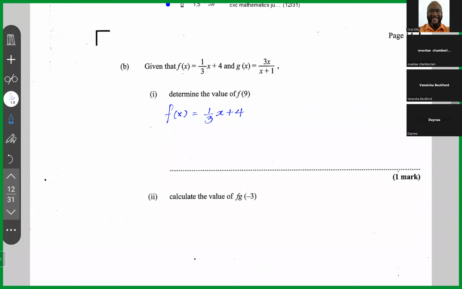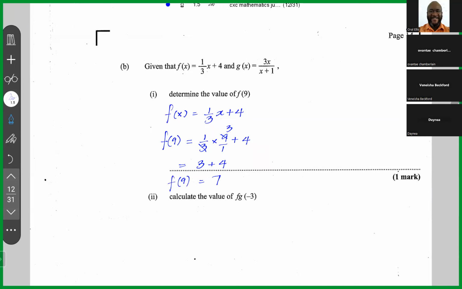And we're asked to find f of 9. Now, if you're given f of x and you're asked to find f of 9, this is what you're going to do. Wherever you see x in f, you're going to take out the x and put 9. So this is 1/3 multiplied by 9 plus 4. Now, 1/3 of 9 is 3. So this is 3 plus 4. So f of 9 is actually equal to 7.